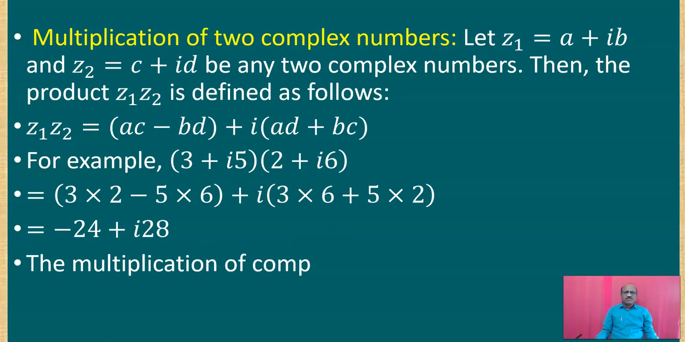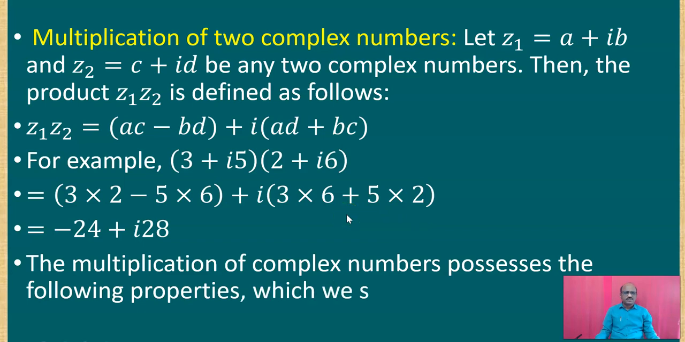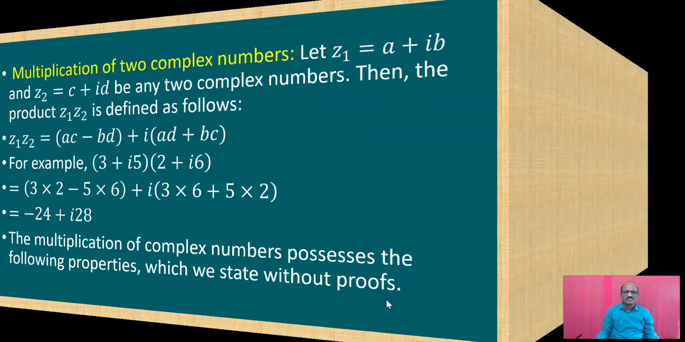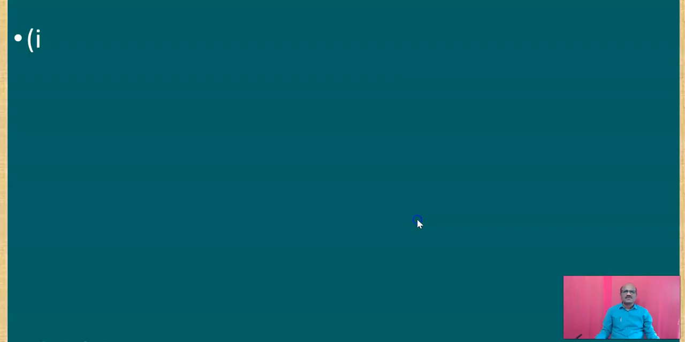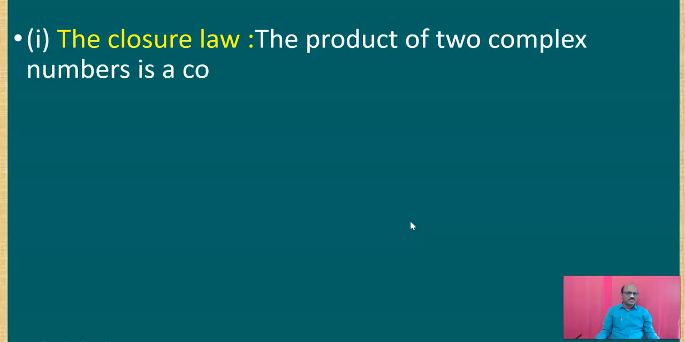The multiplication of complex numbers possesses the following properties, which are stated without the proof. Next, the closure law. The product of two complex numbers is again a complex number.